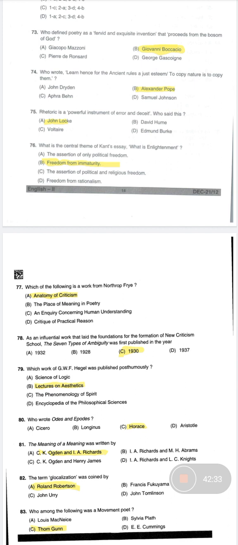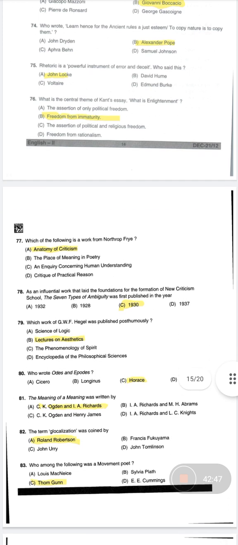Question number 75. Rhetoric is a powerful instrument of error and deceit. Who said that? John Locke has said that rhetoric is a powerful instrument of error and deceit. Question number 76. What is the central theme of Kant's essay, What is Enlightenment? Freedom and immaturity is the right answer.